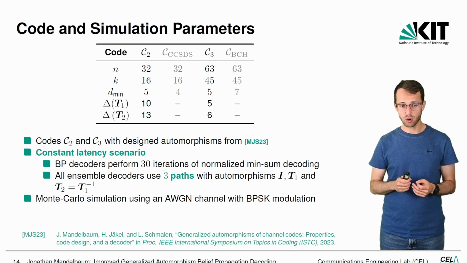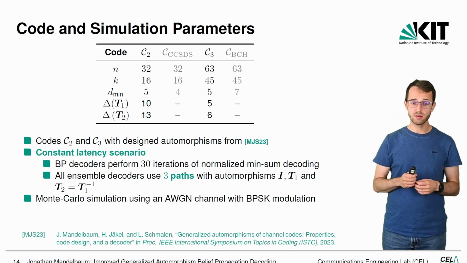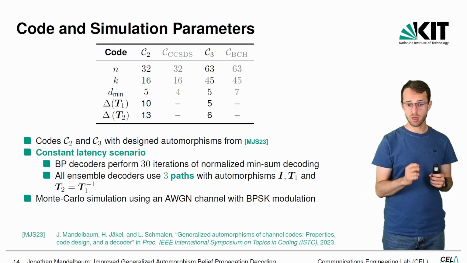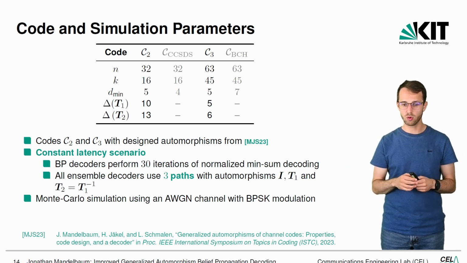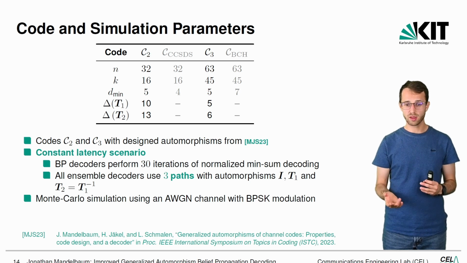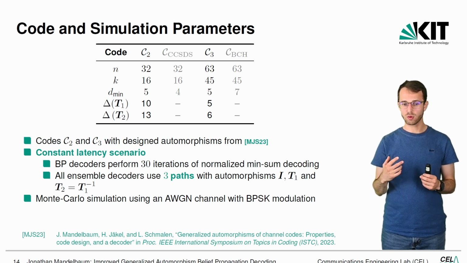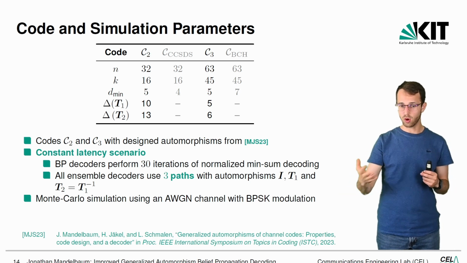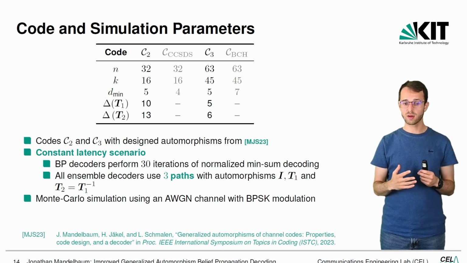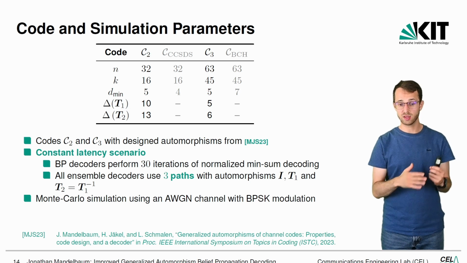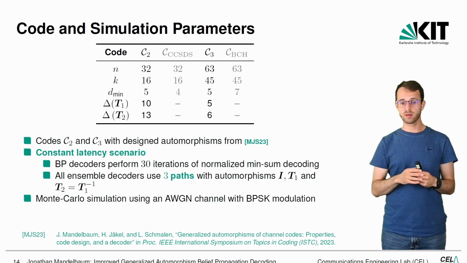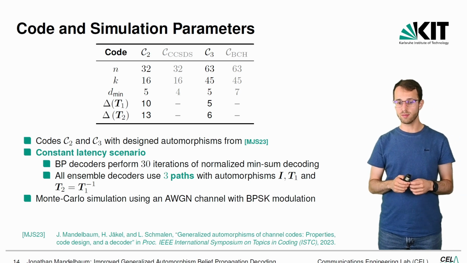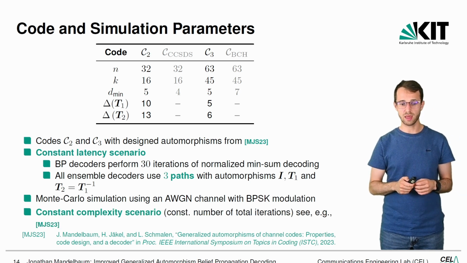In this talk, I will only consider a constant latency scenario in which all BP decodings perform 30 iterations of normalized min-sum decoding. And all ensemble decoders use 3 paths with automorphisms, which are the identity matrix, T1, which we have from the previous work, and the second generalized automorphism T2, which is simply the inverse of T1. And then we perform Monte Carlo simulation using an AWGN with BPSK model.